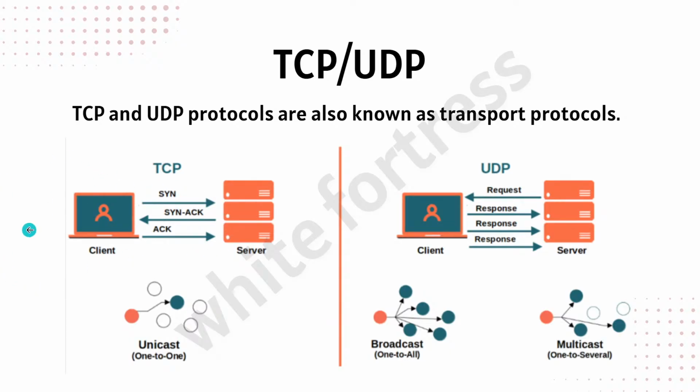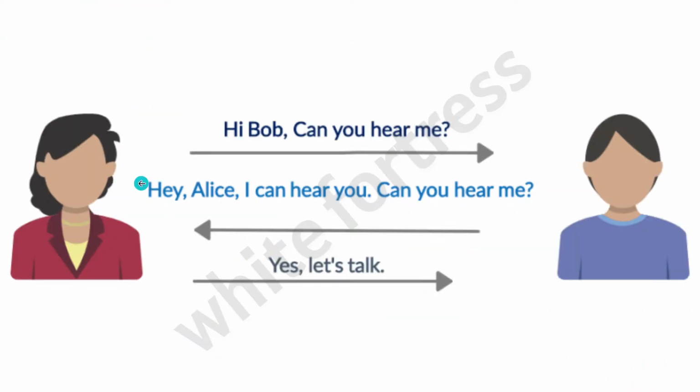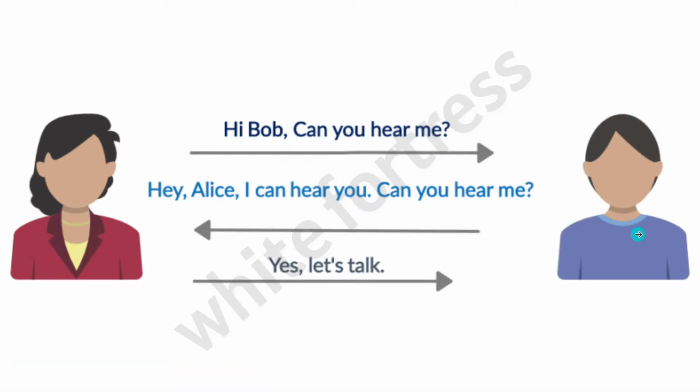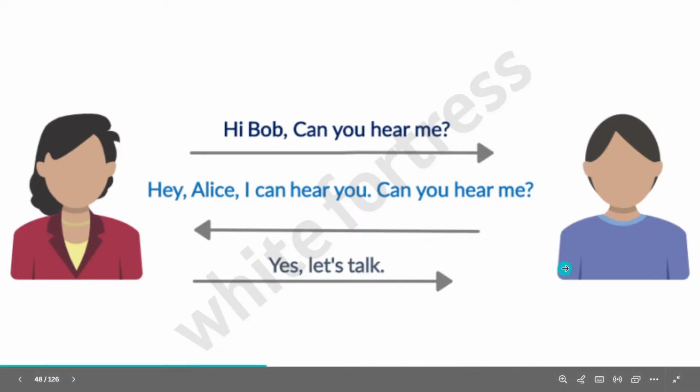So let's take an example to understand the working of TCP. For example, there is one girl, Alice, and there is a guy, Bob, and Alice wants to send some data to Bob. So first of all, Alice is going to check if Bob can hear Alice or not, if he is available to receive the data or not.